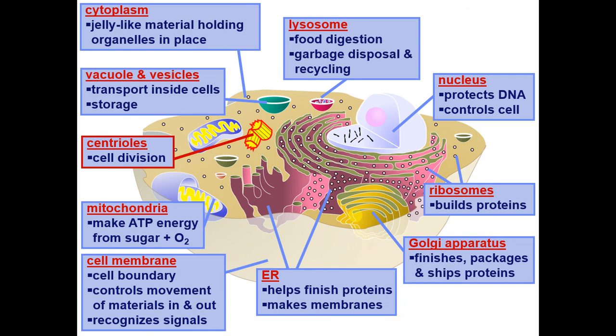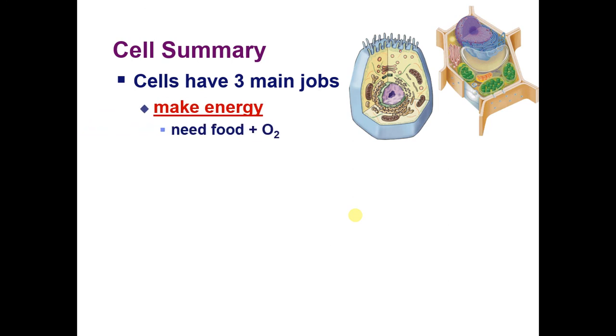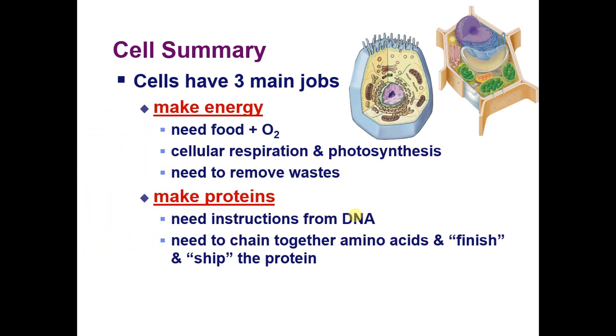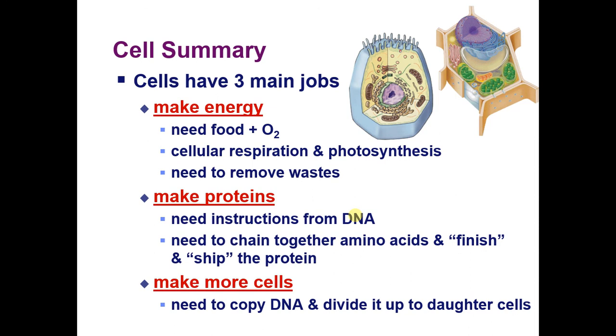So this is all of the organelles I really want you to know about here in one simple diagram. So just a summary. Cells have three main jobs: to make energy, to make proteins, and to make more cells. And all of the organelles that we talk about are related to those three jobs, and all organelles in general are related to those three jobs.